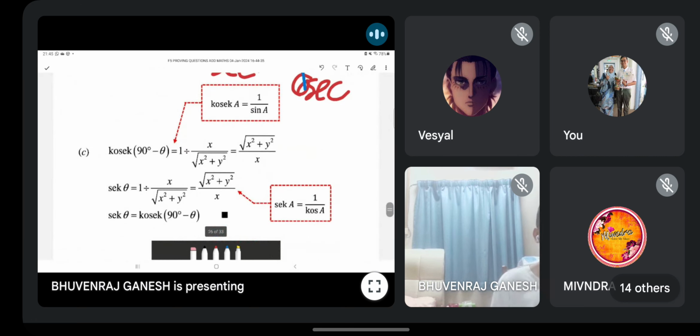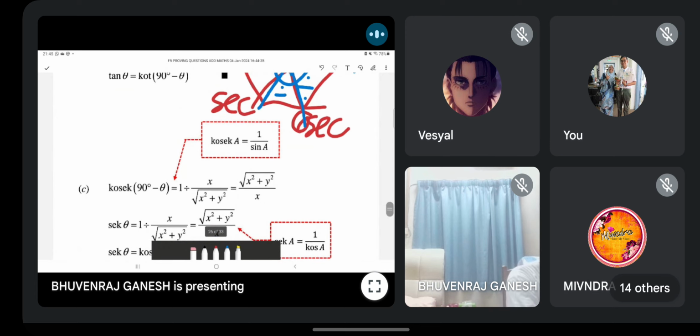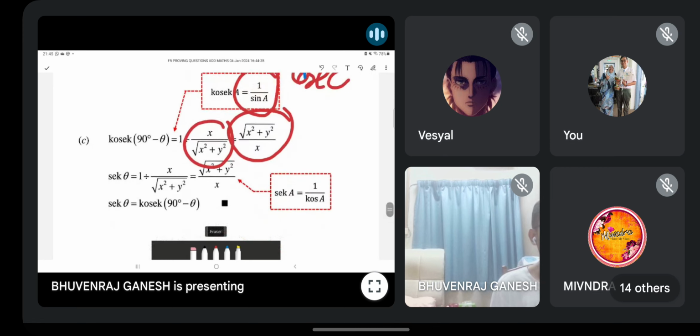This one is basically explained from the diagram already. You can see it by yourself, because it's based on this. Cosec is 1 over sine, and you know sine is this one, so you can directly get this already. Just flip it.